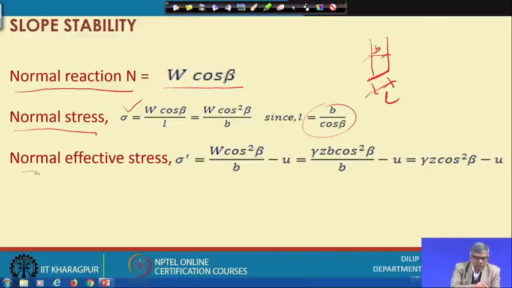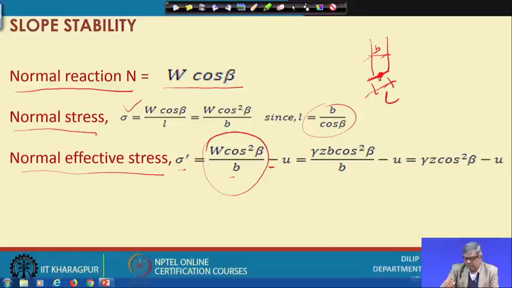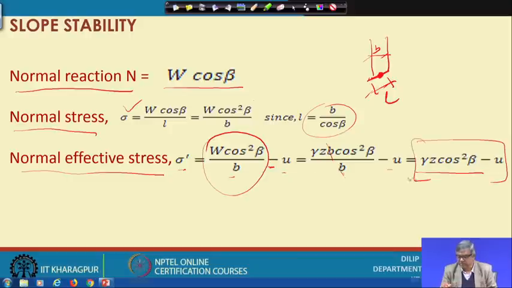Similarly, the normal effective stress sigma dash will be W cos square beta by B minus u. At this point the pore pressure is u, so effective stress will be total minus u. If I substitute W equal to gamma z B, then it is gamma z B cos square beta by B minus u. So, this will be your final expression, where B gets cancelled. So, gamma z cos square beta minus u is the normal effective stress at this point.